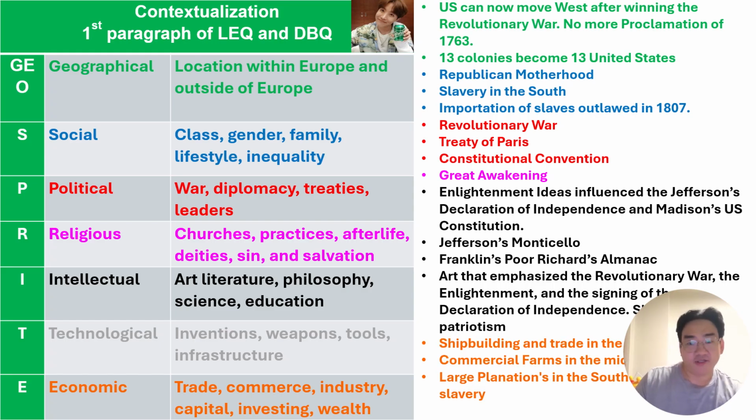Finally, economically, things didn't really change that much. There's still going to be shipbuilding and commerce in the north, commercial farms in the middle states, and in the southern states, large plantations, especially as they move west, because now, with the invention of the cotton gin, they're going to have an increased reliance on slaves.